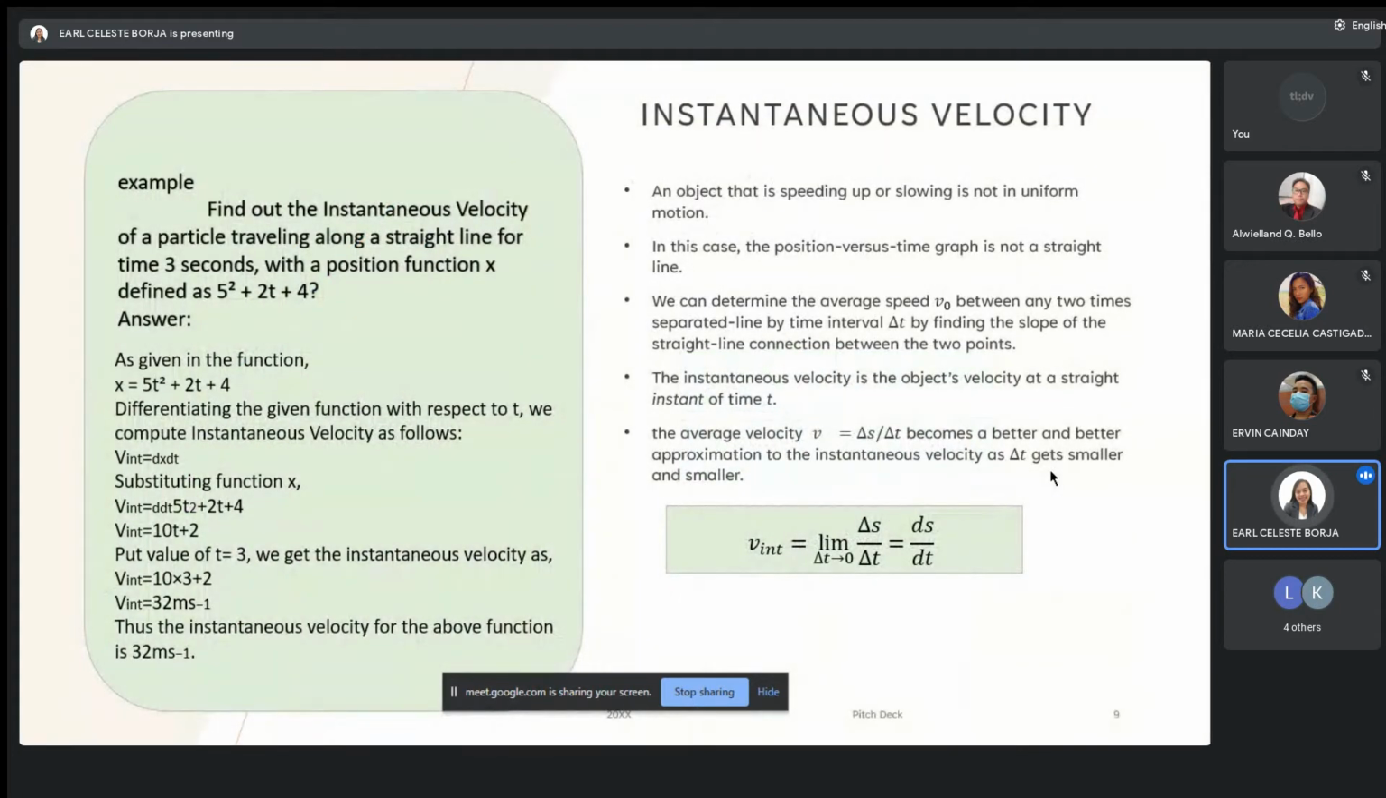And for instantaneous velocity, an object that is speeding up or slowing down is not in uniform motion. In this case, the position versus time graph is not a straight line. We can determine the average velocity between any two times separated by time interval delta t by finding the slope of the straight line connecting the two points. The instantaneous velocity is the object's velocity at a single instant of time, t. The average velocity v equal to delta s over delta t becomes a better and better approximation to the instantaneous velocity as delta t gets smaller and smaller.